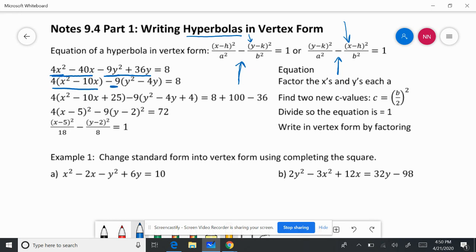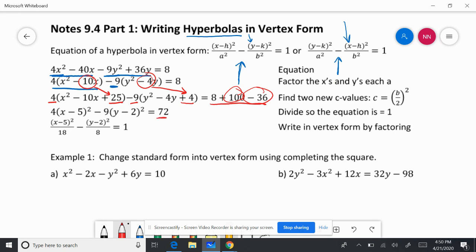Now we're going to complete the square. So we take the negative 10. We're going to divide it by 2 and square it, and that's how we get the 25. We do the same thing with the negative 4. Divide it by 2 and square it, and that's how we're getting the 4. Notice 4 times 25 gives us 100. Negative 9 times 4 gives us negative 36. We add up these three terms, and that right there gives us 72.